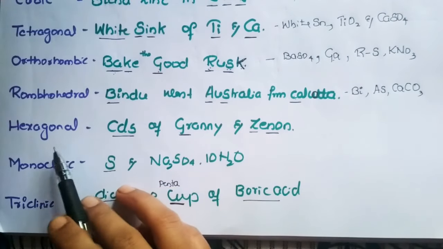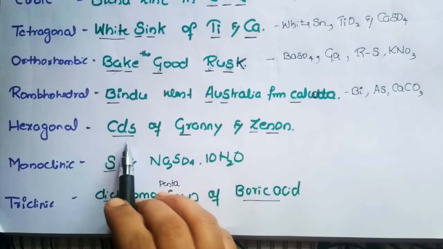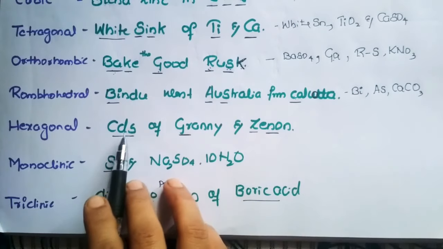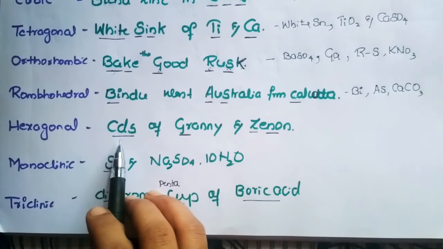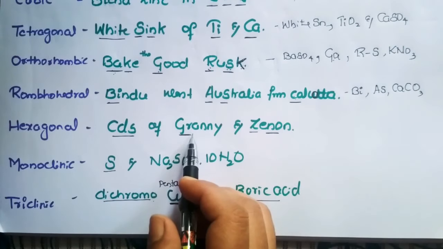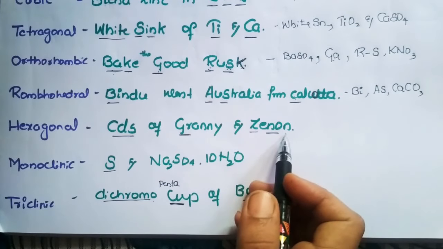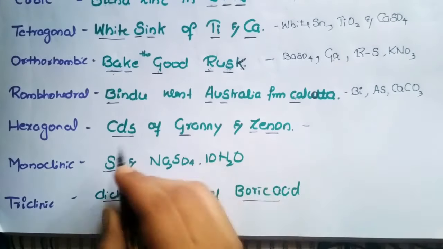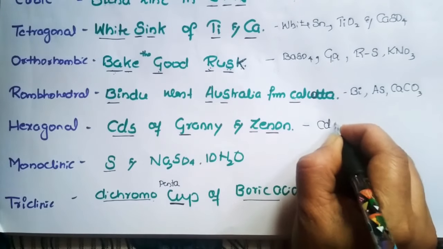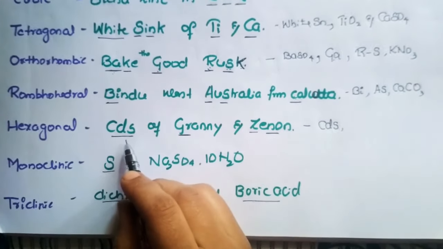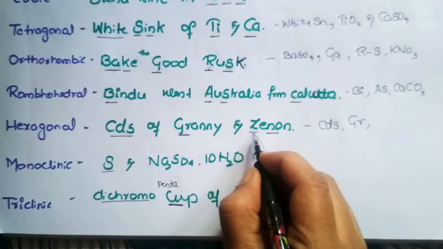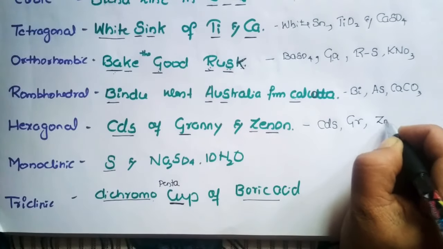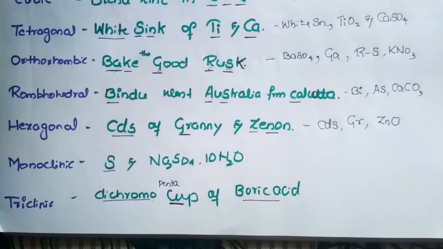Now next one, for the hexagonal, it is "CDs of Granny and xenon." Someone has a CD, a CD player or the CD disc. CDs of whose? That is Granny and xenon. Xenon is taken as a name. CDs, directly you can say CDs as cadmium sulfide. Granny, Gr is taken as graphite. Xenon is taken as zinc oxide. CDs of Granny and xenon.